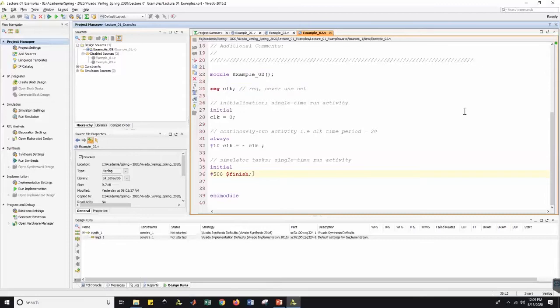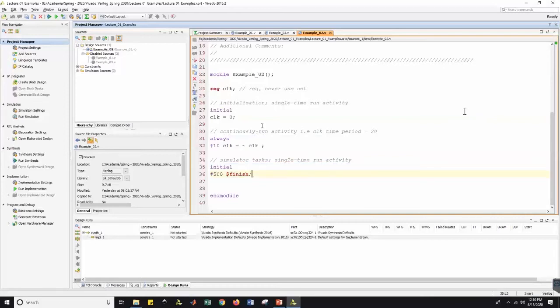So this example generates a clock with a time period of 20 time units. If we want a time period of 20 time units, we want to toggle the clock variable after every 10 time units. So this is the initialization. We are initializing clock with the 0 value, and in the always block, we are toggling the clock variable value, and in the other initial block, we are finishing the simulation at 500 time units.